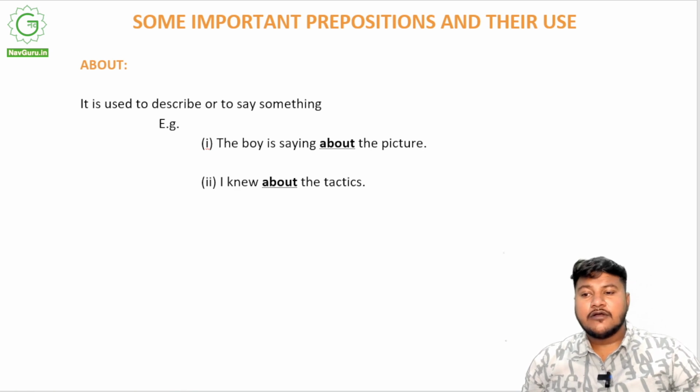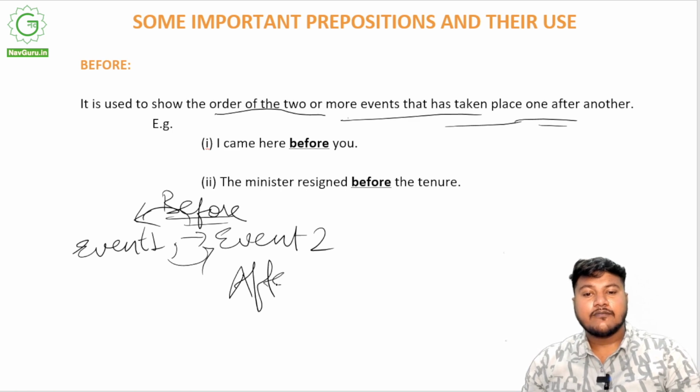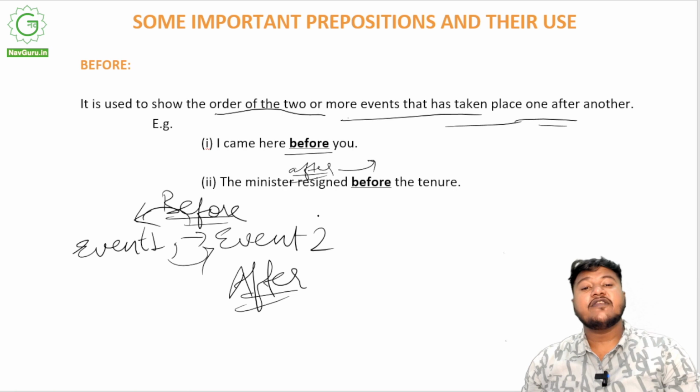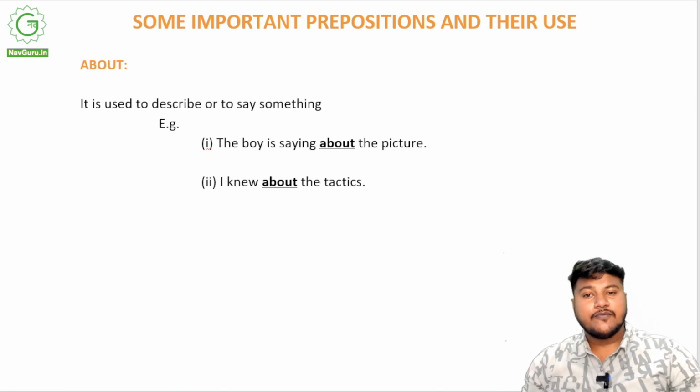On the other hand, if I have to mention the second event first, I'll use after. Right? I came here after you. If I have to tell about the second event first, event 2 first, I'll use after. I came here after you. The minister resigned after his tenure, right? So after is also used.